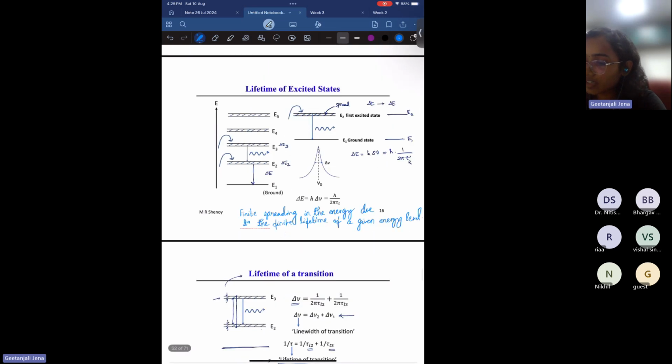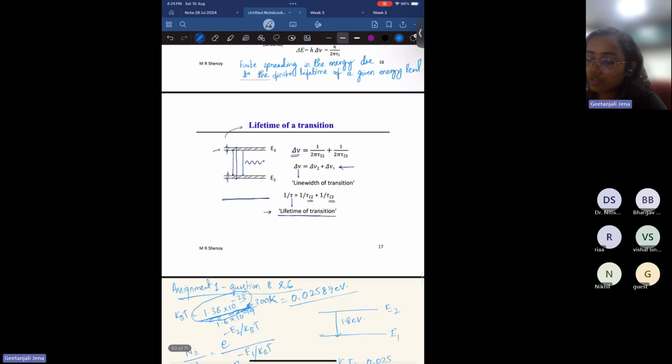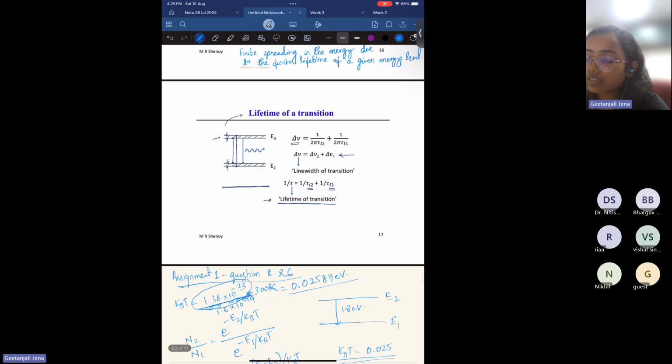So during a transition, let's say the atom is making a transition from the third level to the second level. Because of this broadening, some atoms will make a transition from here to here. Let me take a different color. Some atoms will make a transition from here to here, and some will make a transition from here to here.